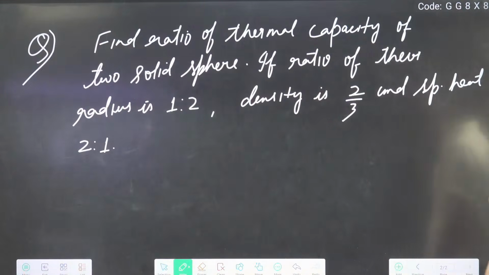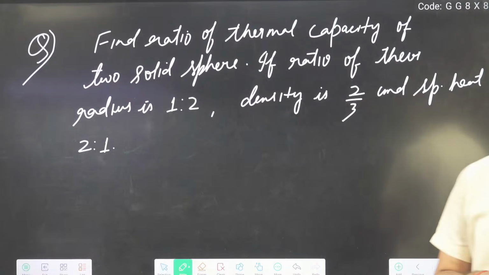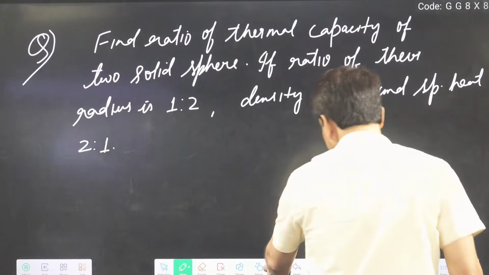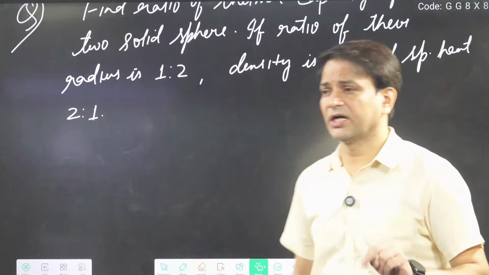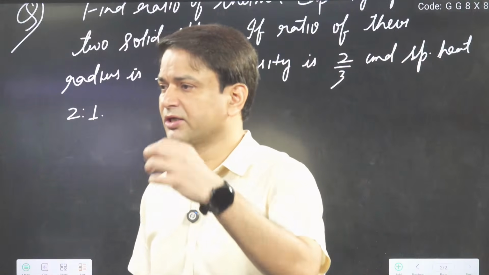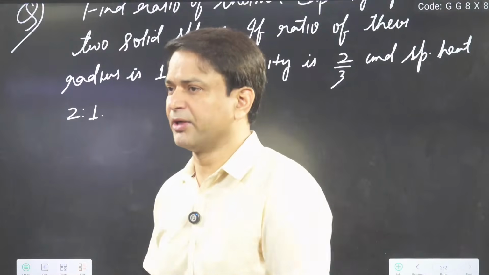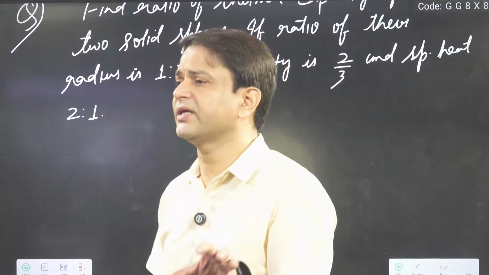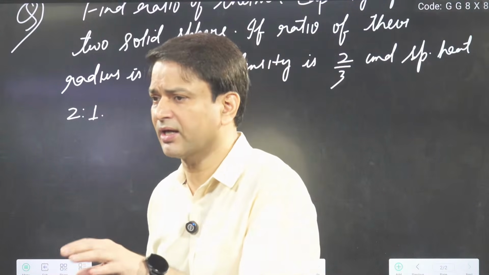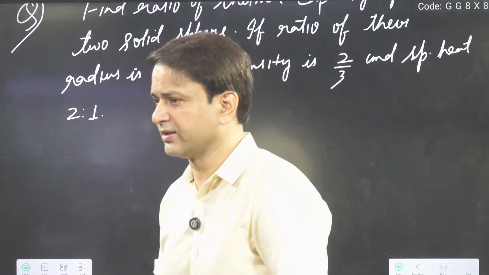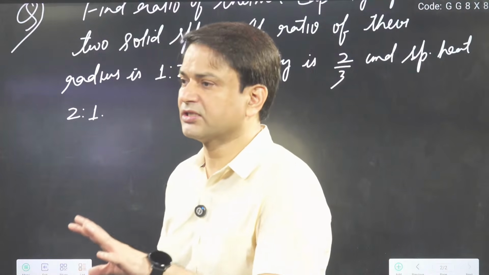What I said, find the ratio of the thermal capacity of the two solid spheres if the ratio of their radius is 1:2, the ratio of the density is 2:3, and the ratio of the specific heat is 2:1. We have to find the ratio of the thermal capacity. Okay. So for thermal capacity, we learned two relations. One basic definition, Q by delta theta, and the other, M into S. Thermal capacity is M into S. Here I have not been given any heat data. It means I cannot go from Q by delta theta. So the next formula I will use, H is equal to MS.